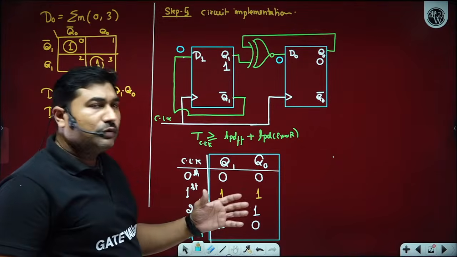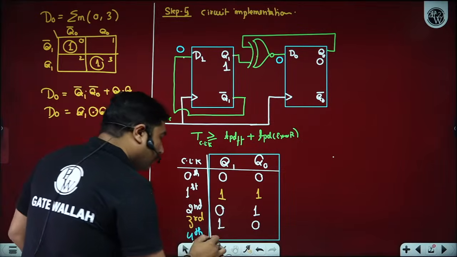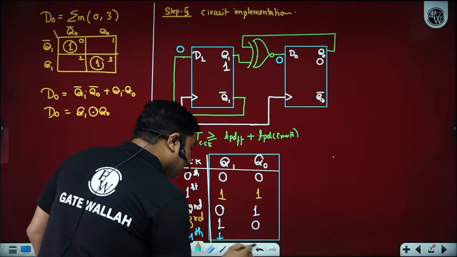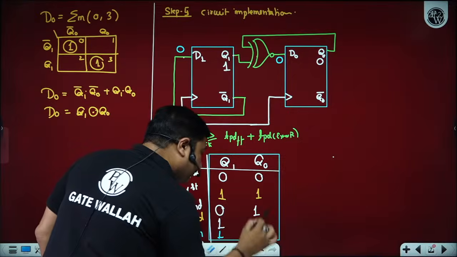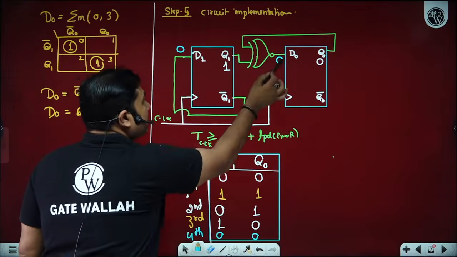Onto the D0 we have 0, onto the D1 we have 0. On application of the clock, both the flip-flops store 0, 0, because we are giving 0, 0.